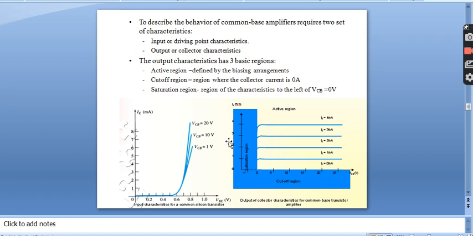When we draw the plot between input voltage drop and input current, we keep the output voltage constant. This output voltage will be constant at different points, that is VCB equal to 1 volt, 20, 10 and so on.